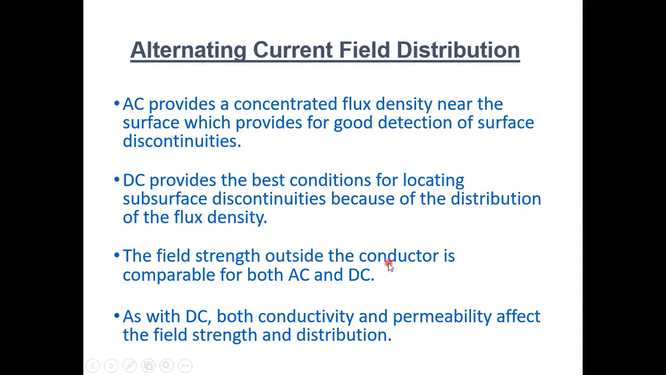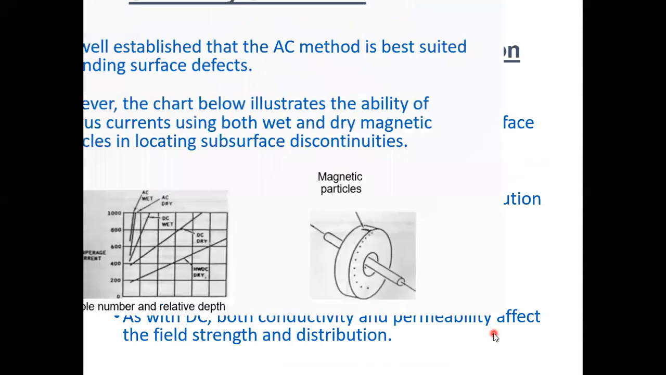Then the field strength outside the conductor is comparable for both AC and DC. Now see, this statement is again important: the field strength outside the conductor is comparable for both AC and DC. As with DC, both conductivity and permeability affect the field strength and distribution.